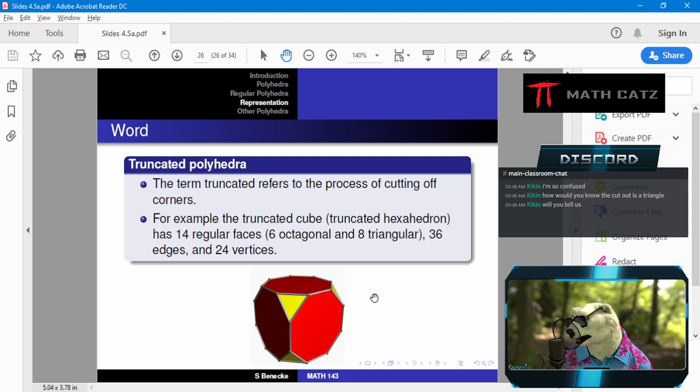For example, the cube, we know that the cutoff of the vertex is a triangle because of how many faces there are that come together in the cube. Because three square faces come together, when I cut off the vertex of the cube, I'm creating this yellow triangle. It's a triangle because three faces originally came together.